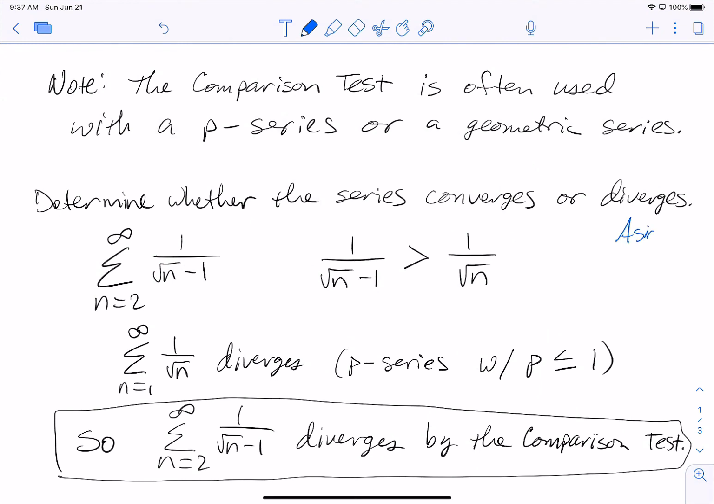Now as an aside, suppose our series had started out as 1 over the square root of n plus 1, and I wanted to compare that to 1 over the square root of n. Now what I have is a larger denominator. The square root of n plus 1 is larger than the square root of n, and so I have a smaller overall result. Therefore, I have a series that is less than a series that's known to diverge. This is the wrong relationship. I cannot use the comparison test for the 1 over square root of n plus 1. I have to use a different test, and we'll see that in another video.